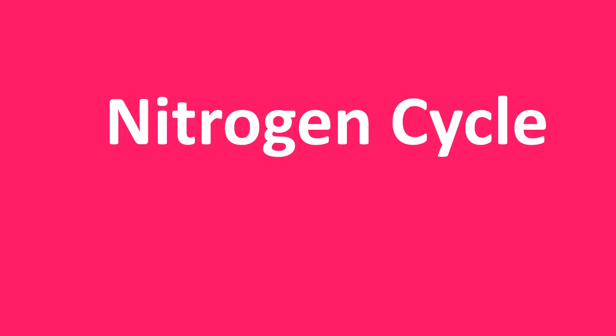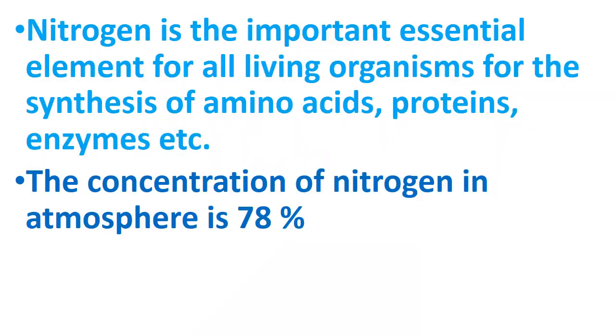Next is nitrogen cycle. Nitrogen is the important essential element for all living organisms for the synthesis of amino acids, proteins, enzymes, etc. Okay, this is an important essential element. And what is the concentration of nitrogen in the atmosphere? It is 78%.